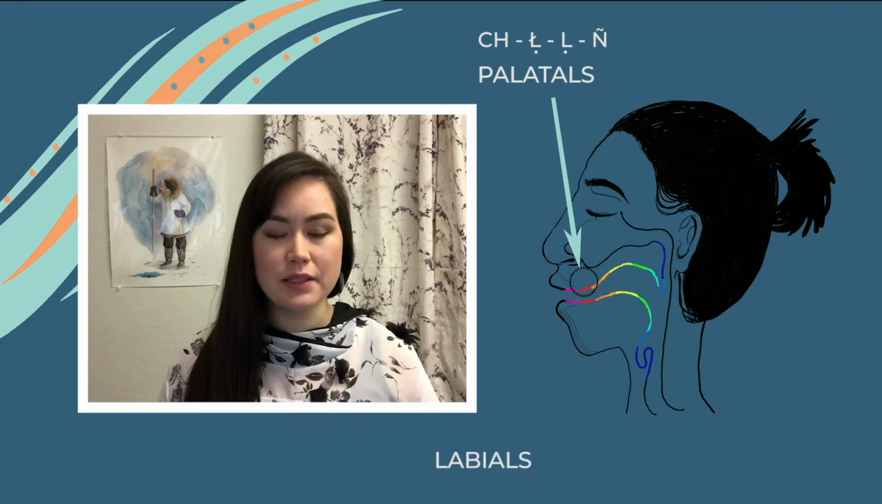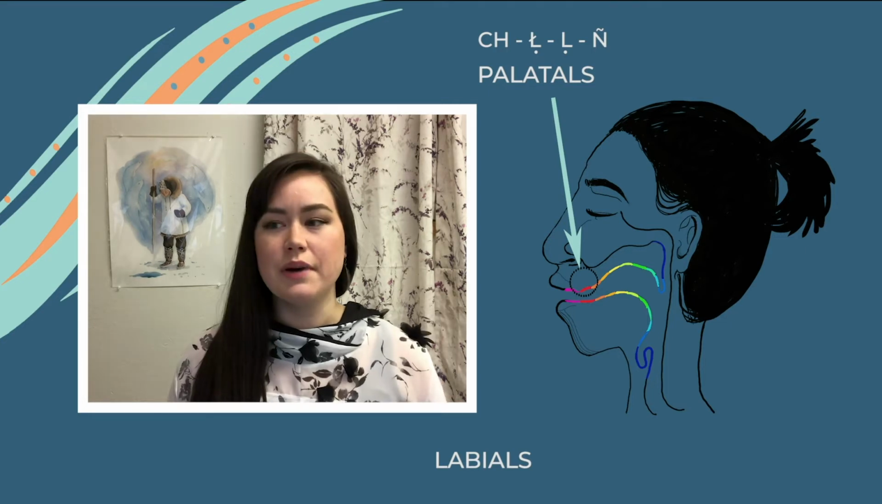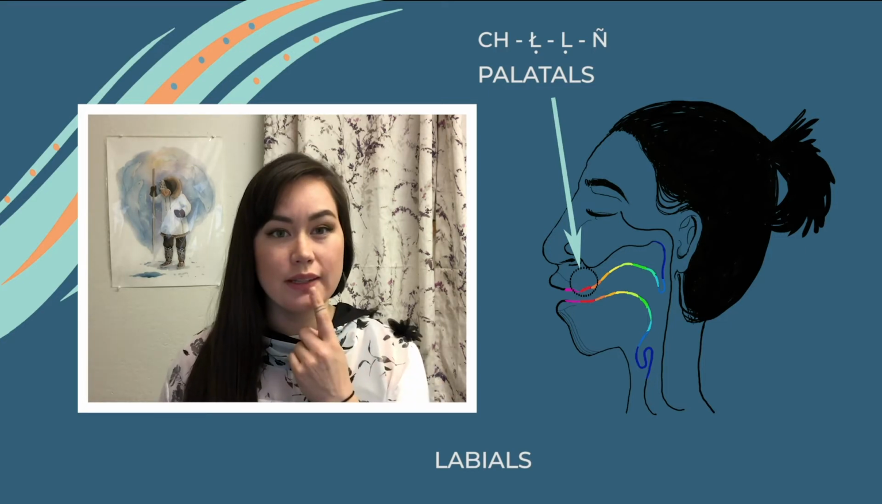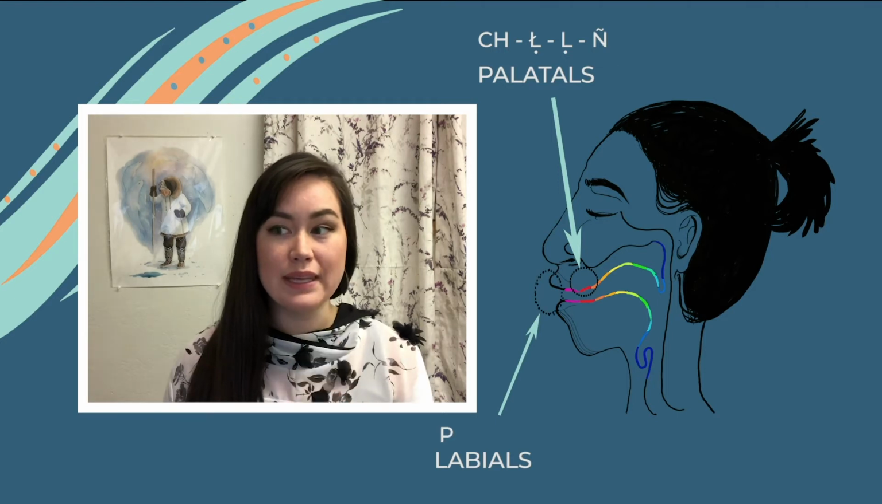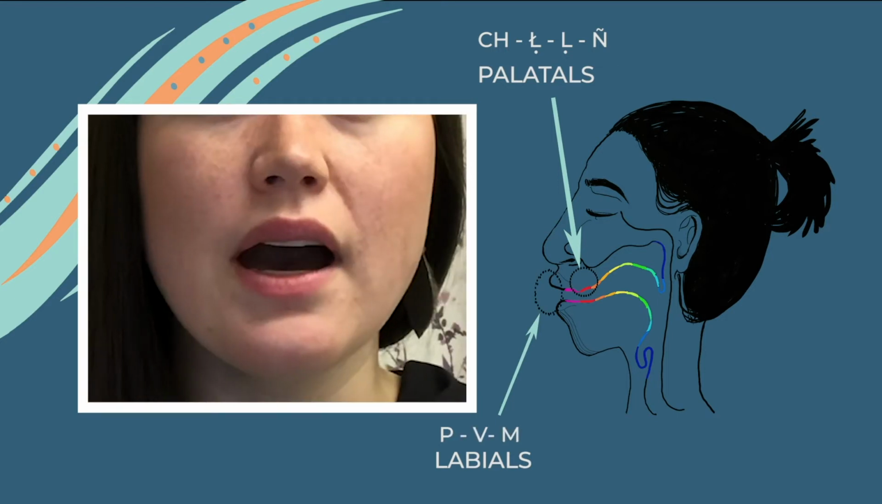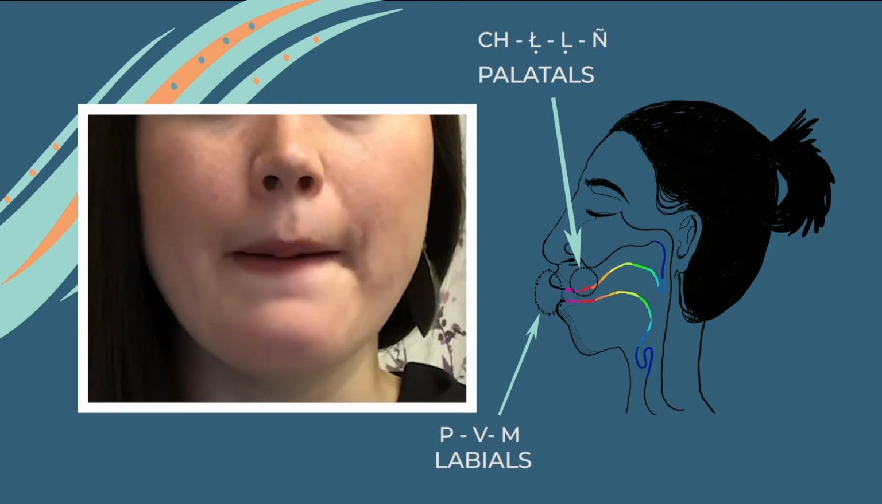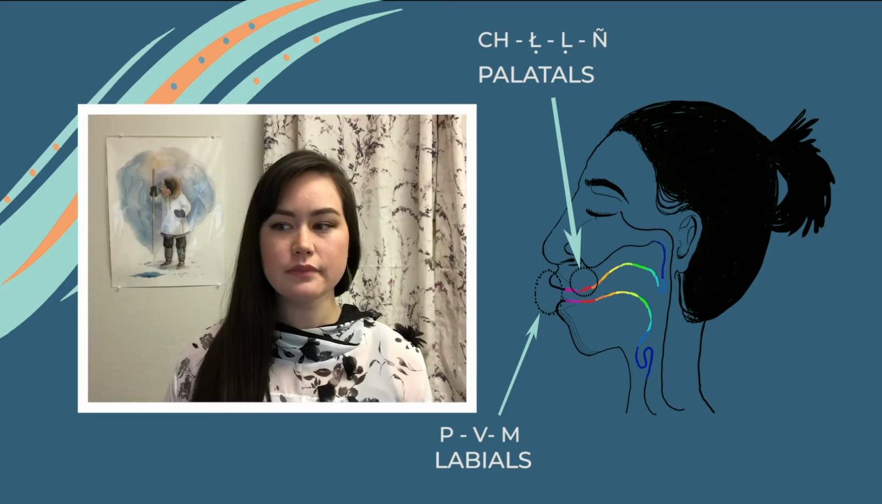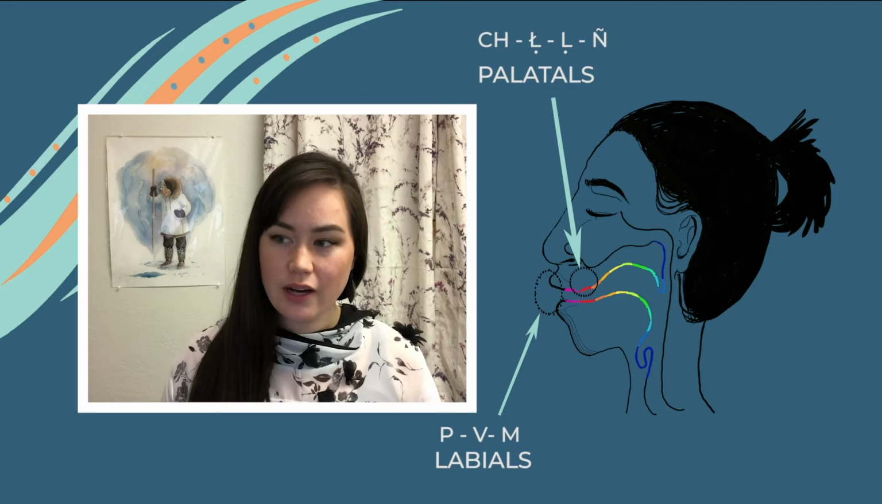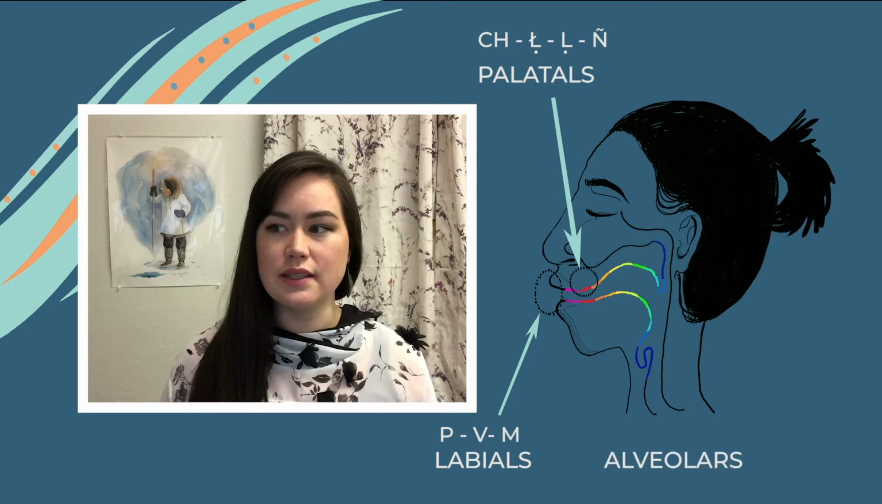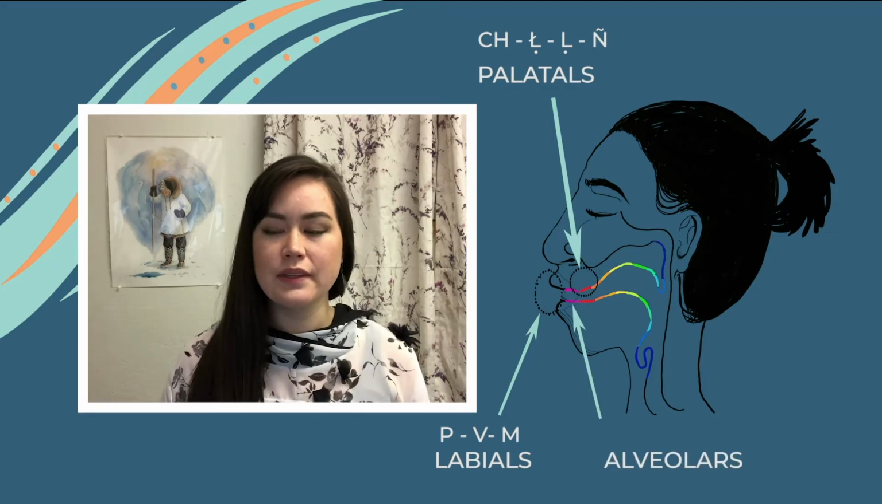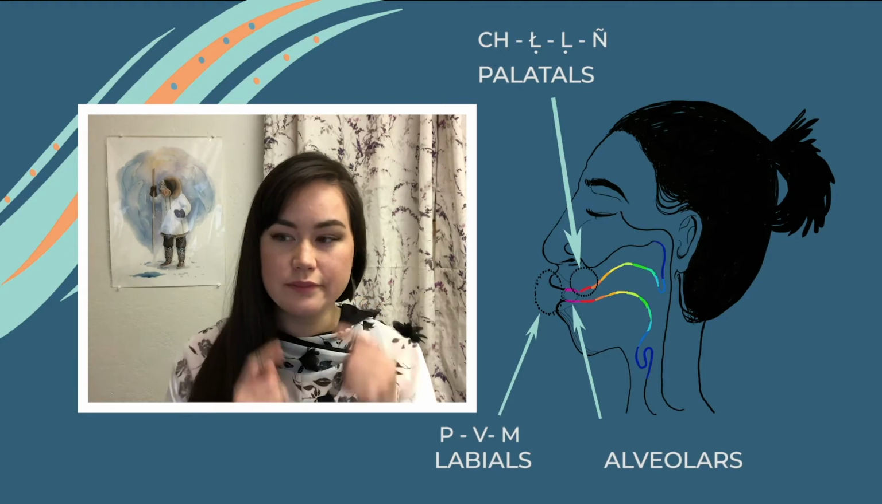We also have labials, which translates to lips in a different language, but we have sounds that we use our lips for. We have P, V, and M. Pa, va, ma. We also have alveolars, which uses the tip of our tongue or different parts of our tongue.